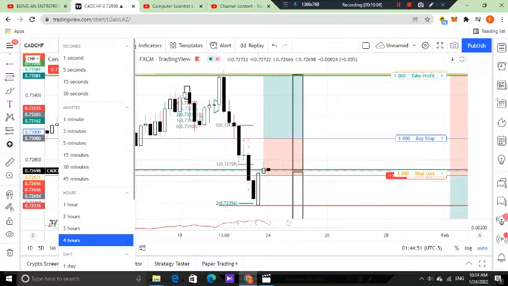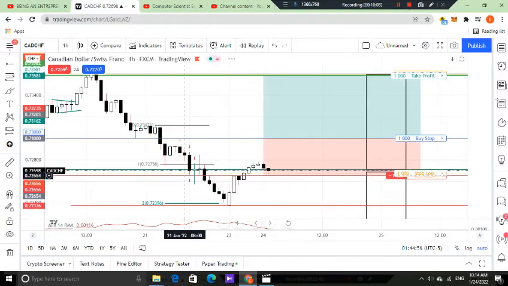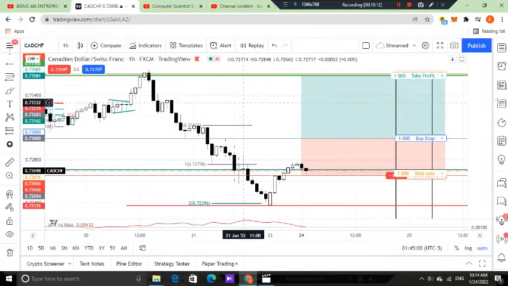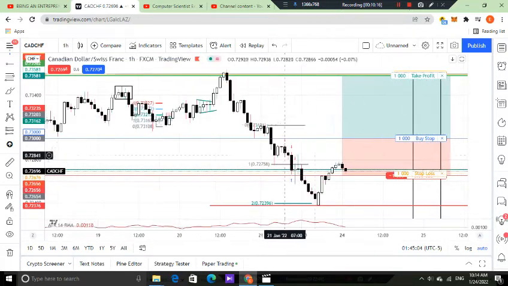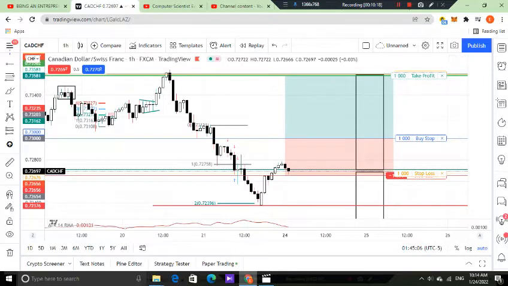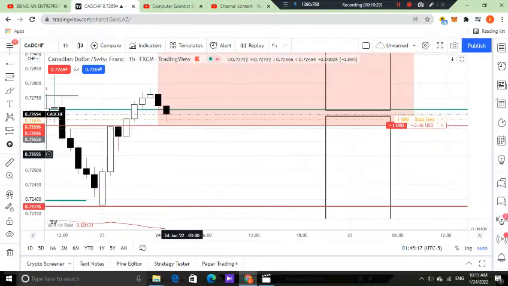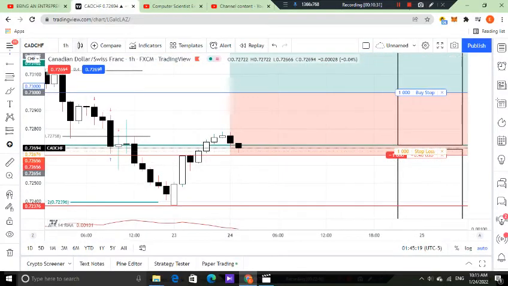engulfing this entire pullback. Let's see it in lower time frame, it's more obvious. So it's a bear trend. We have this pullback. We know it's probably gonna form another leg as long as this, as high as this, as large as this leg. So what I do is I can trade this in lower time frame.